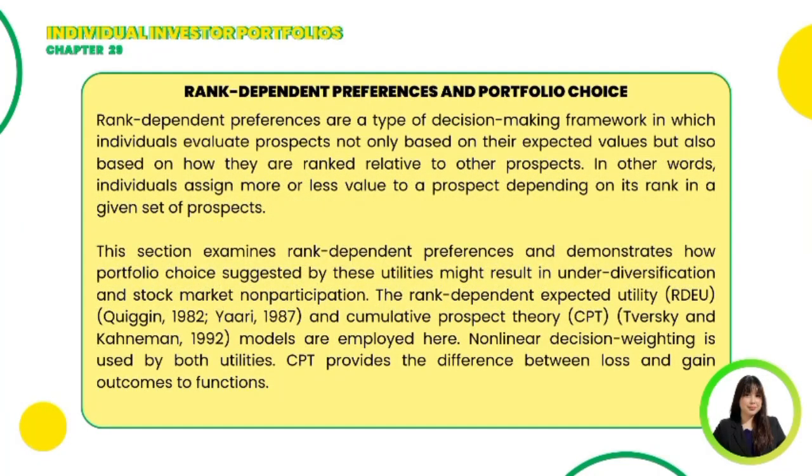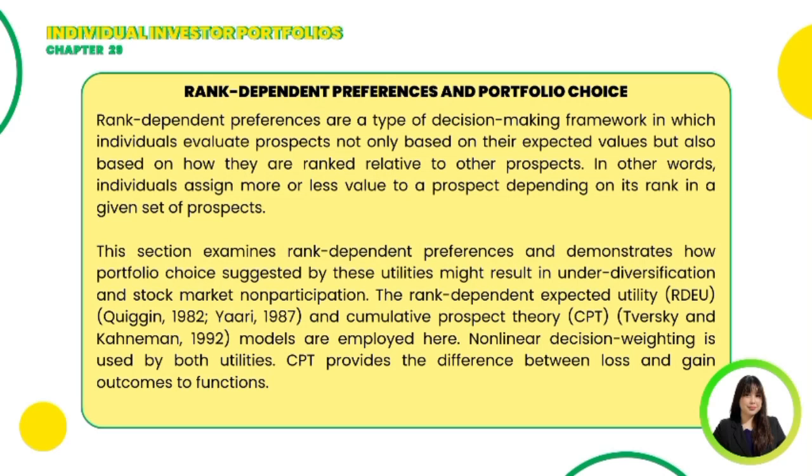Rank-dependent preferences and portfolio choice. Rank-dependent preferences are a type of decision-making framework in which individuals evaluate prospects not only based on their respective values but also based on how they are ranked relative to other prospects. In other words, an individual assigns more or less value to a prospect depending on its rank in a given set of prospects. This section examines rank-dependent preferences and demonstrates how portfolio choice suggested by these utilities might result in under-diversification and stock market non-participation.